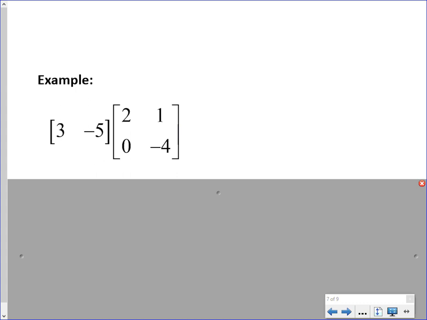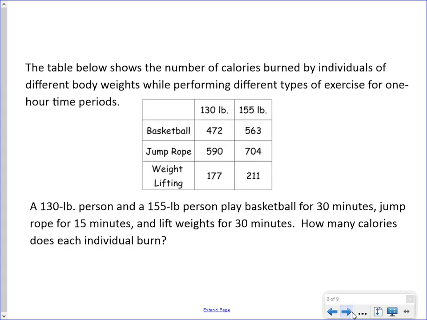Just one other thing, and I don't think you necessarily need to write this down, but at the end of your homework assignment, you will have some application problems where they describe some kind of situation to you. So in this particular problem, if you just kind of follow along, we'll talk about what our plan is for these. This table shows 3 different activities: basketball, jump rope, weightlifting, and then 2 different weights for 2 different people, 130 pounds and then 155 pounds. And inside that table is the amount of calories they burn for 1 hour of exercise doing those activities.